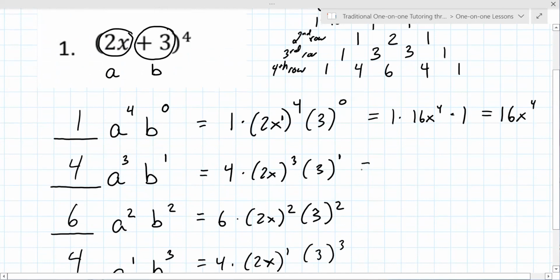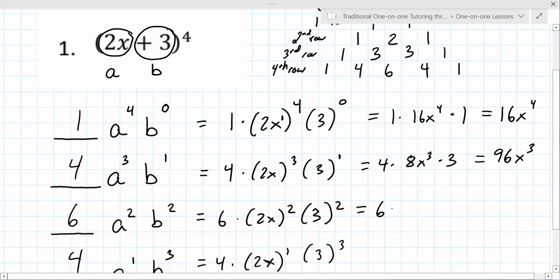All right, but the second one here, it's 4 times 2x cubed. That's 2 times 2 times 2, that's 8x cubed. 3 to the 1 is 3. So now you've got 3 numbers to multiply: 4 times 8 times 3. And if you don't have a calculator handy, I don't know if you'll be allowed to use one, you can multiply those out.